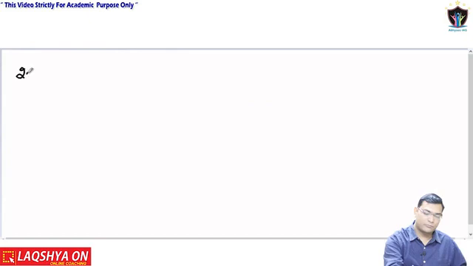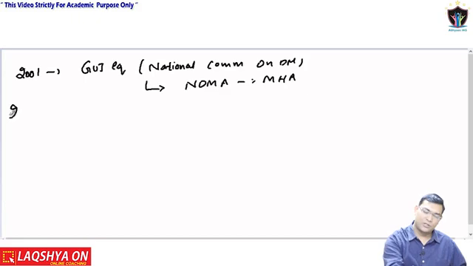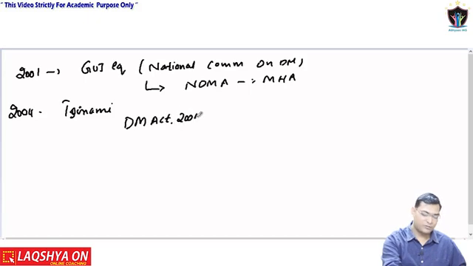In 2001, on the wake of Gujarat earthquake, all party national committee on disaster management recommended for the creation of NDMA under MHA, National Disaster Management Authority. In 2004, on the wake of tsunami, enacted the Disaster Management Act 2005. So parliamentary approval was given. And now we will see the structure of this institutional structure.